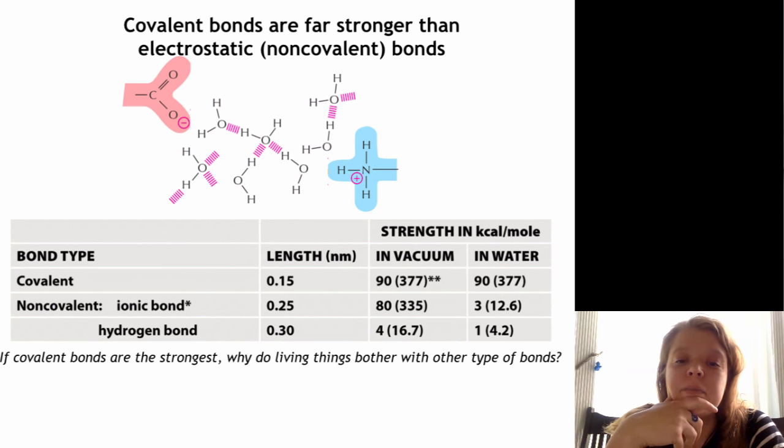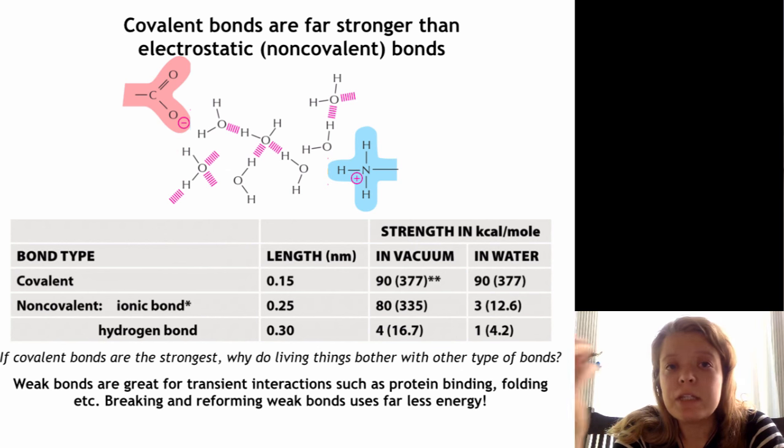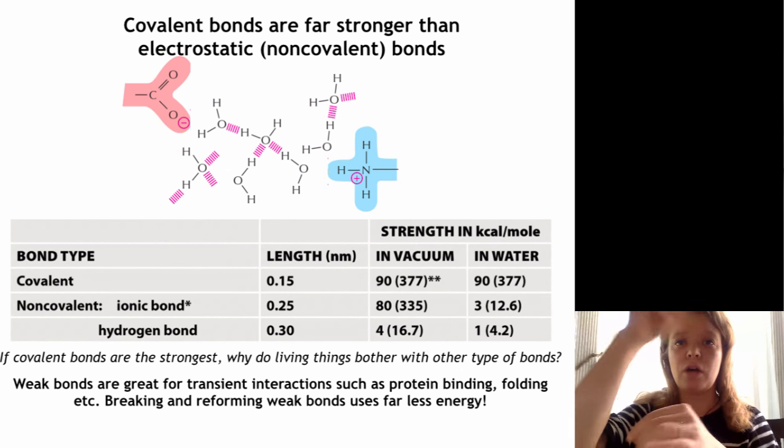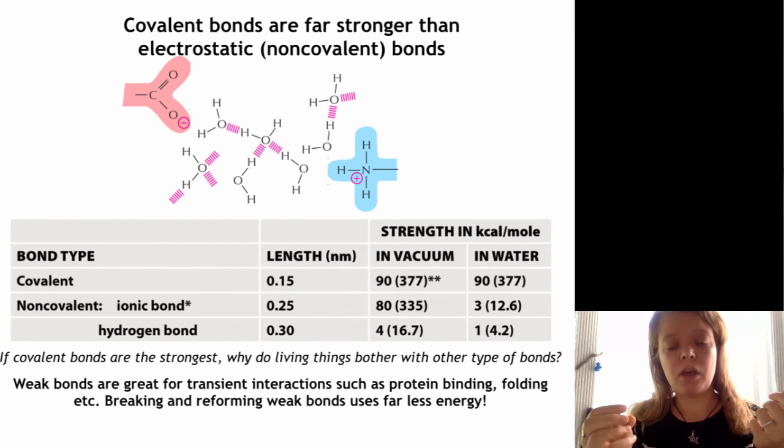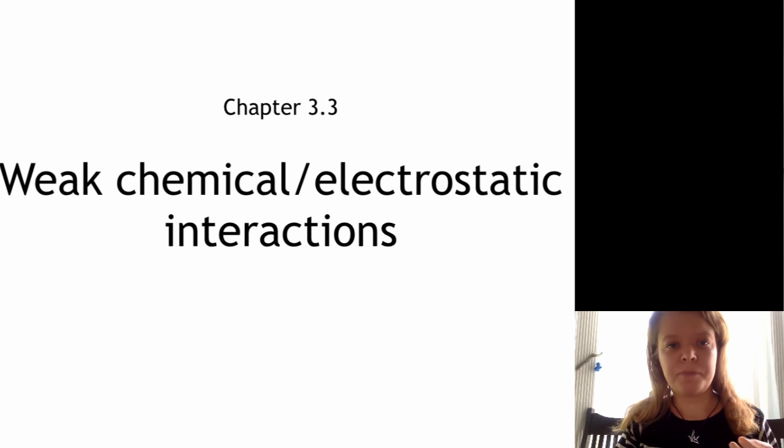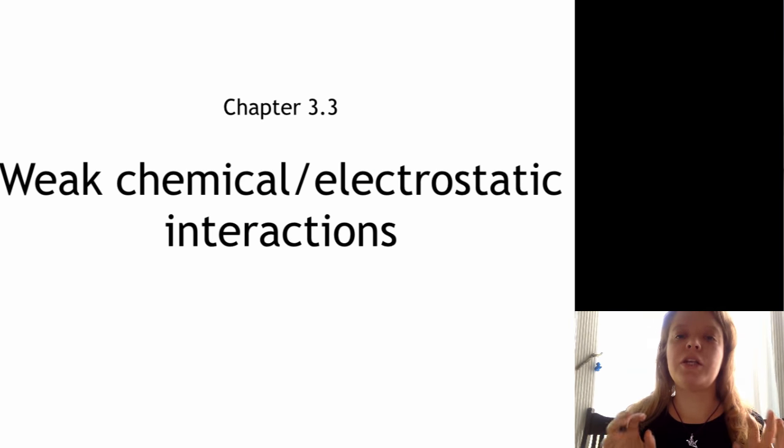And even though covalent bonds are strong, we need the weak types of bonds, such as ionic and hydrogen bonds, as well as hydrophobic interactions, because they allow for transient interactions between proteins or nucleic acids. They allow for folding of an amino acid chain into a complicated three-dimensional shape. Breaking and reforming these weak bonds uses far less energy. You don't have to have a stable bond in order to do complicated chemistry. Now, let's talk about the weak chemical electrostatic interaction.